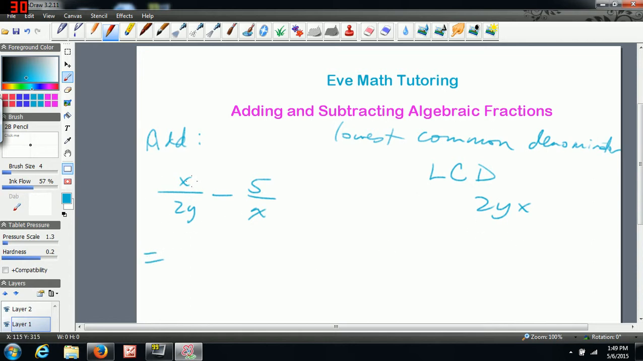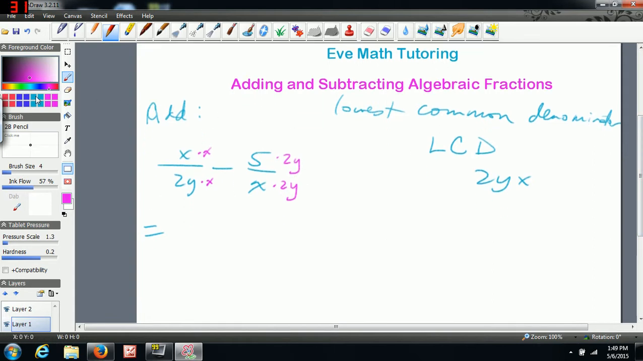So what we're going to do then is make the bottom here equal to that. So I can actually change color here. This one, we're going to multiply the bottom by y, but whatever we do to the bottom of a fraction, we have to do the same thing to the top. And over here, we're going to multiply this one by 2y, but whatever we do to the bottom, we have to do the same thing to the top. Once you do that, you can go ahead and multiply. So you're going to get x squared over 2yx minus 10y over 2yx.